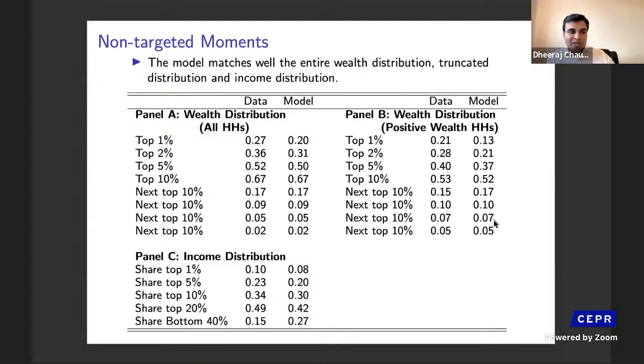In the calibration, I only targeted aggregate level wealth inequality measures, but the model is able to generate the wealth distribution more broadly. The top 10% wealth share in the model is 67%, as in the data. The model is also able to generate the wealth distribution for the truncated distribution, where I limit the sample to only positive wealth households. The model also does well in reproducing the income distribution. So this should give you some confidence in the model.